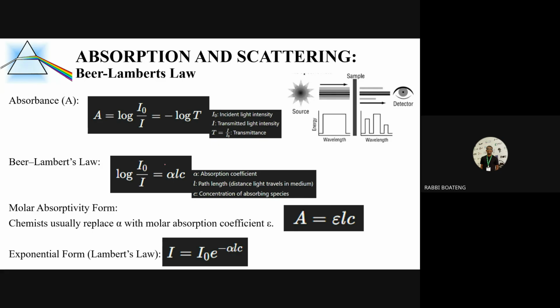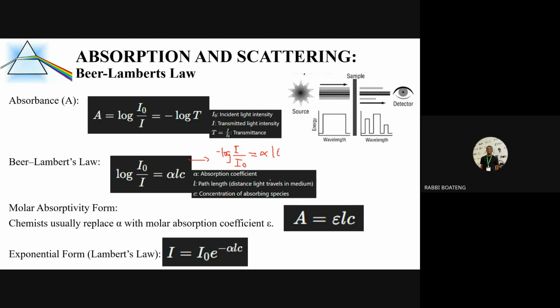So I am saying that, let me use a pen. You see this term that we have here? This term can also be written as negative log of I on I naught equals our absorption coefficient times L times C. Do you understand this thing when I do it this way?